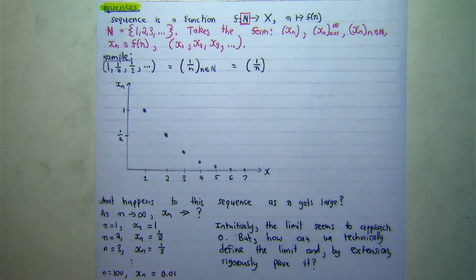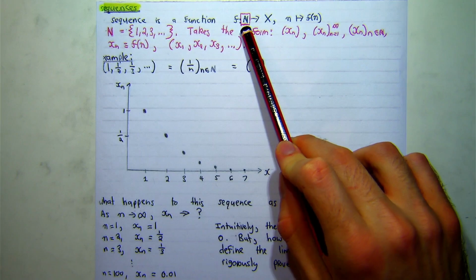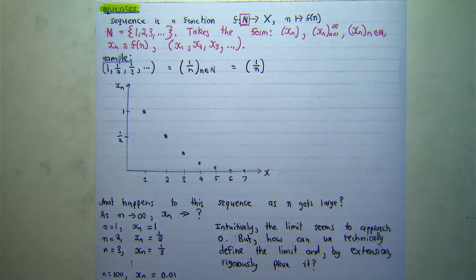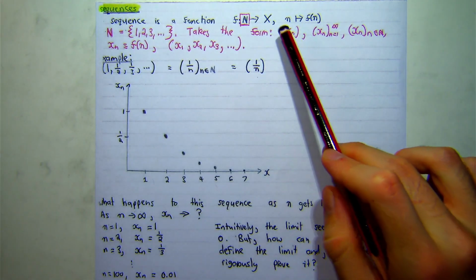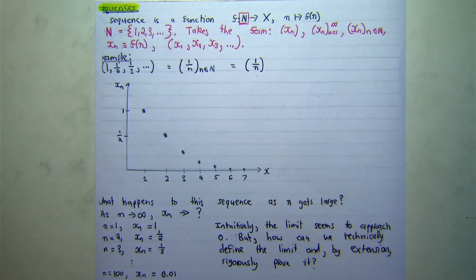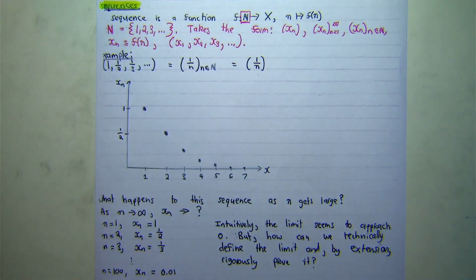Here's a formal definition of a sequence, that is a mapping in a function setting the natural numbers to set X, where every natural number n is being mapped to f of n. And in this case, our natural numbers are specifically 1, 2, 3, all the way through to infinity. And we can define and represent these sequences in shorthand in the following forms.